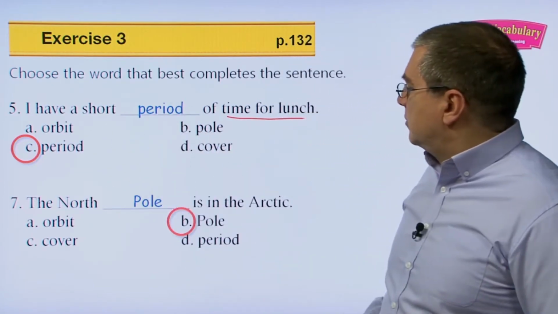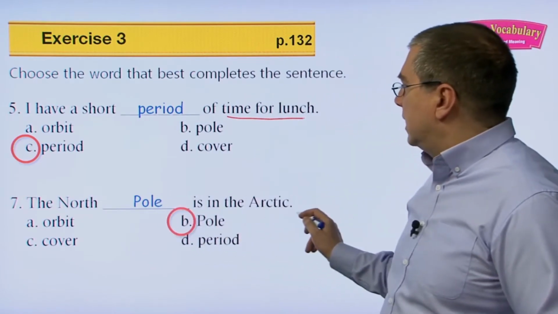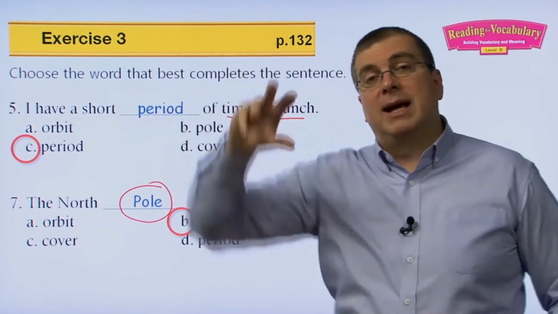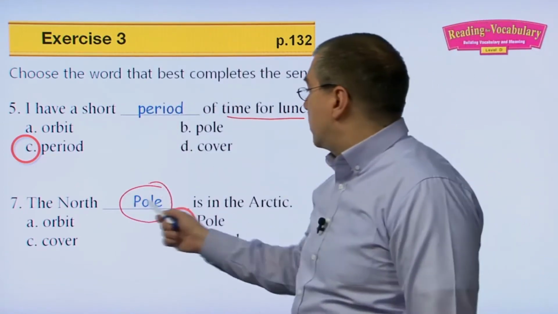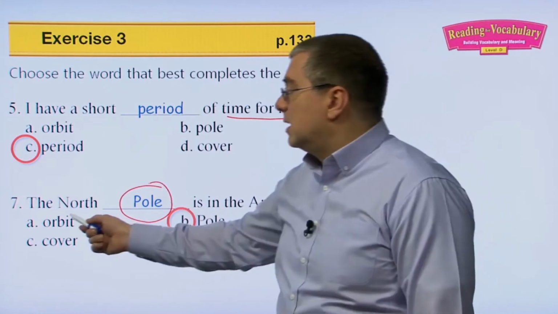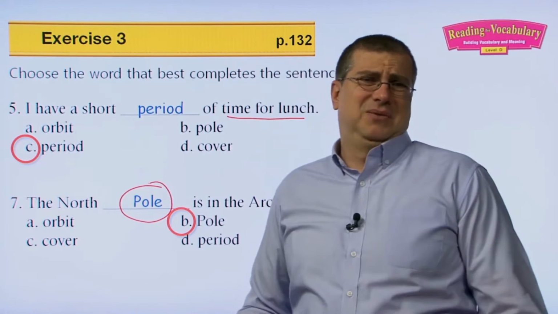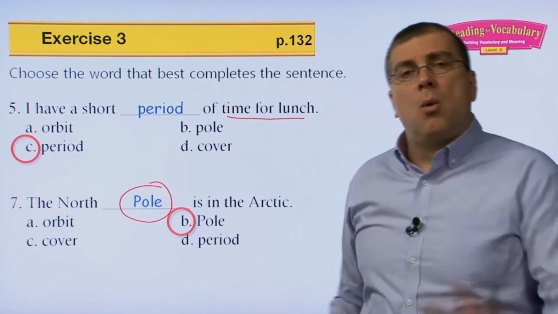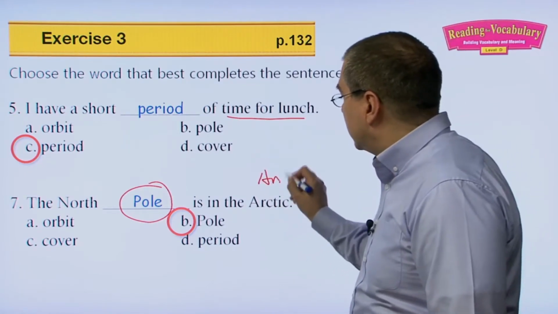Now this one jumped up too quickly, but that's okay. The North Pole is in the Arctic. Remember we talked about pole, right? We have a North Pole and a South Pole. Those are the top and the bottom of the Earth. And the North Pole is in the Arctic. Not the North Orbit, not the North Cover, not the North Period, that's weird, but the North Pole. The North Pole is in the Arctic. Where is the South Pole? The South Pole is in the Antarctic.